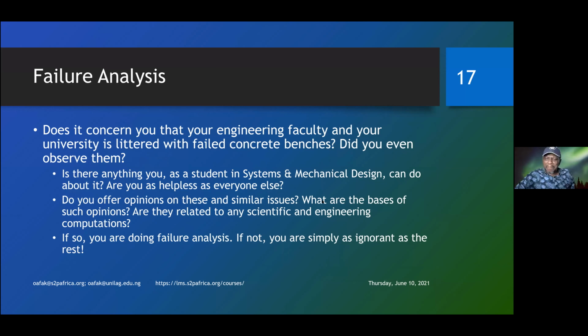What are the bases of such opinions? Is your opinion based on your instinct? Are your opinions related to any scientific and engineering computations? Is there any engineering calculation you have used to reach your conclusion? If so, you are doing failure analysis. If you can use a scientific or engineering computation to reach a judgment of why something has failed, you are doing failure analysis. That's one of the major jobs that an engineer does, so as to prevent failure. If not, you are simply as ignorant as the rest of the talkers.